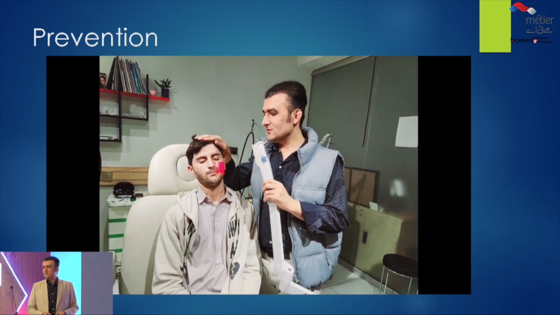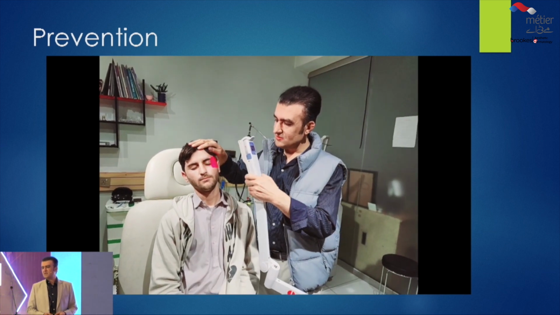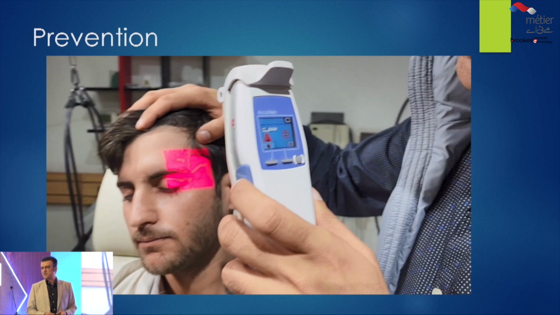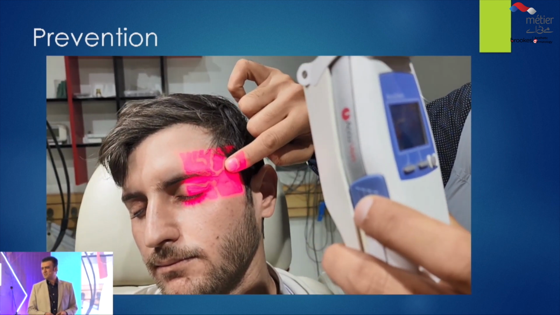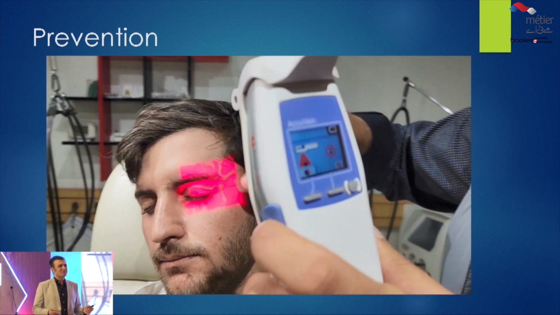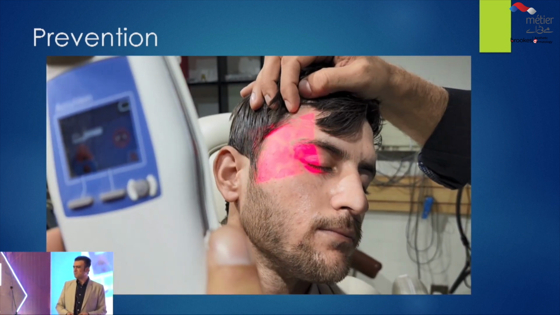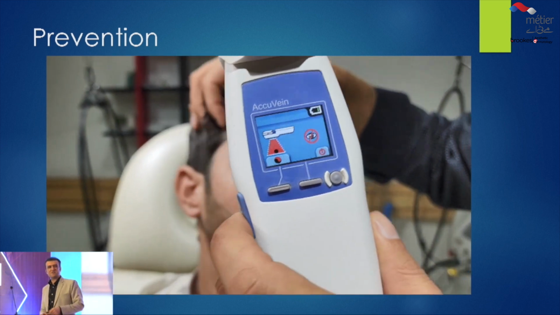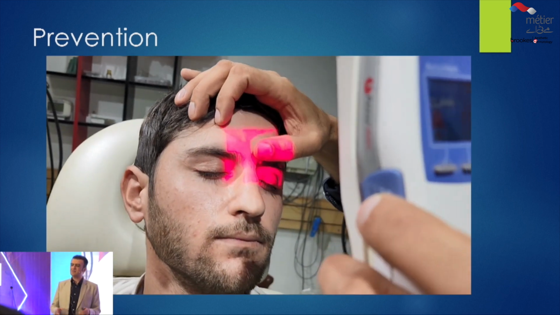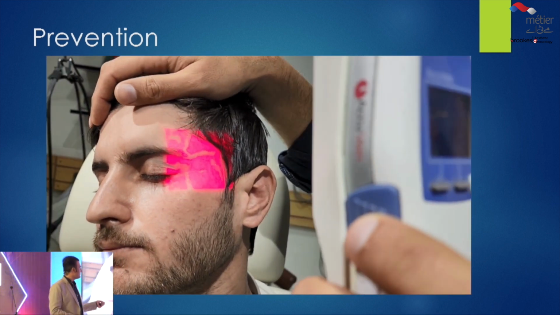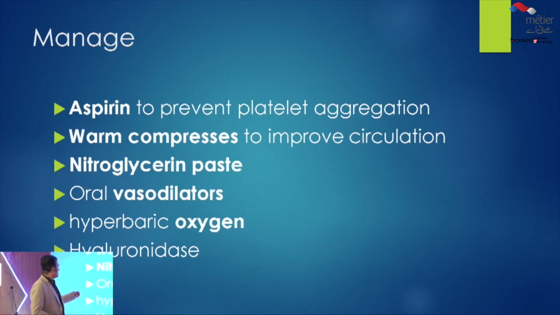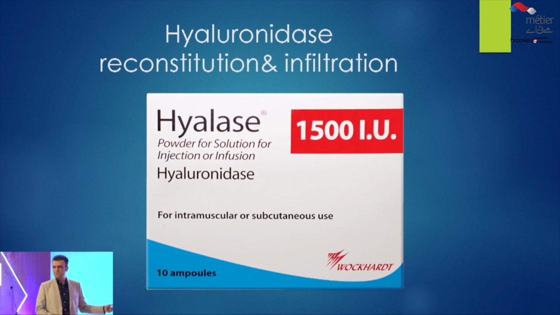If somebody can have this infrared device while injecting the very important areas, the danger zones, this is called AccuVein. That's an infrared device that absorbs the hemoglobin inside the vessels, absorbs the infrared light, and the vessels are visible. So if it is available, it's a good thing. So general management: aspirin, warm compression, nitroglycerin paste, oral, everything is shown.